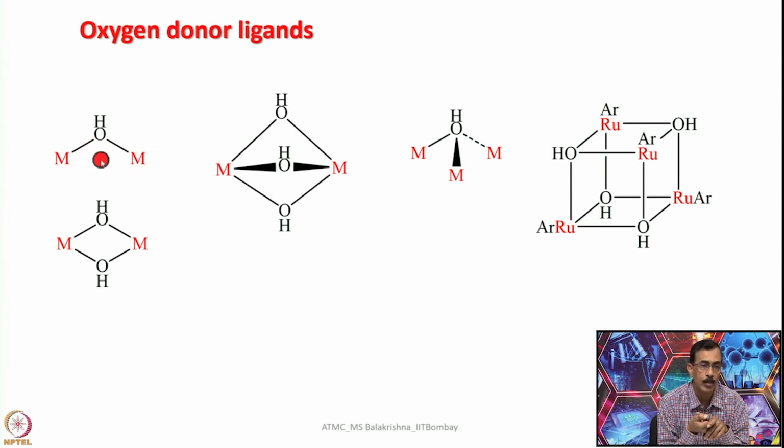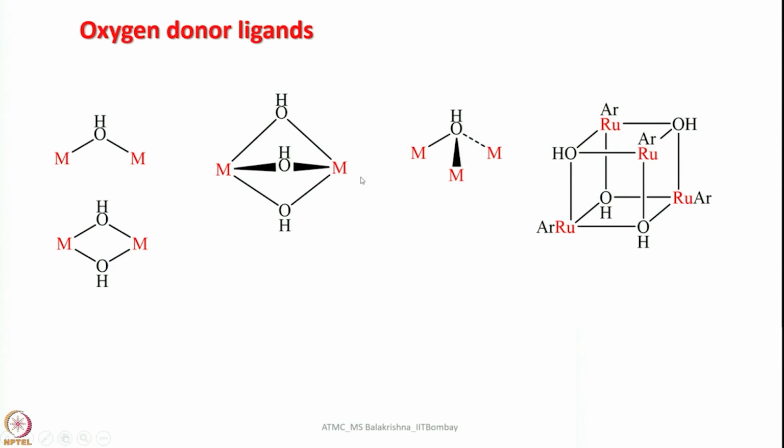Also there can be a terminal one, a simple M-OH bond, and also 2 or 3 hydroxyl groups can bridge 2 metal centers, and then this OH moiety can also bridge 3 metal centers, or one can also have a cubane structure like this where alternate corners are occupied by metal centers and hydroxyl groups, and also one can have something like this also. These are important coordination modes or binding modes of hydroxyl ligands.